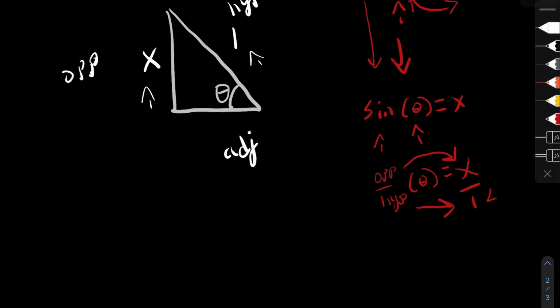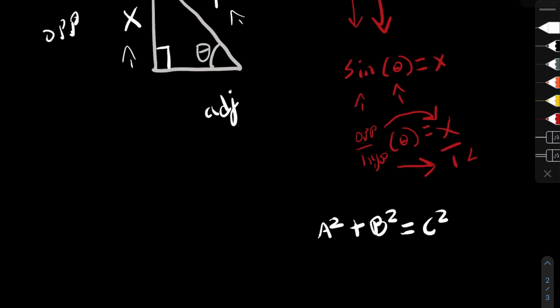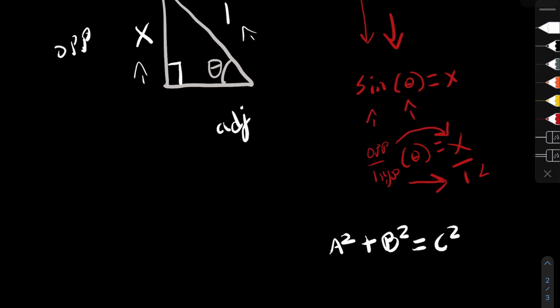The Pythagorean theorem, if you don't know, is a squared plus b squared equals c squared, and it is used in right triangles. This is our right triangle. This is going to be our a value, our b value, and our c value. The hypotenuse is the c value.